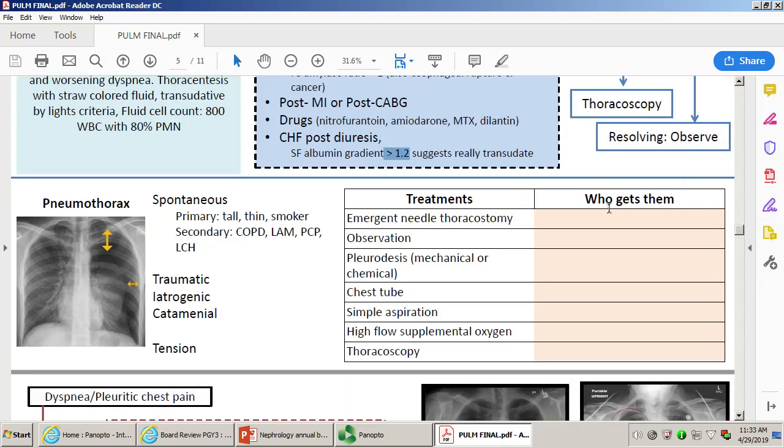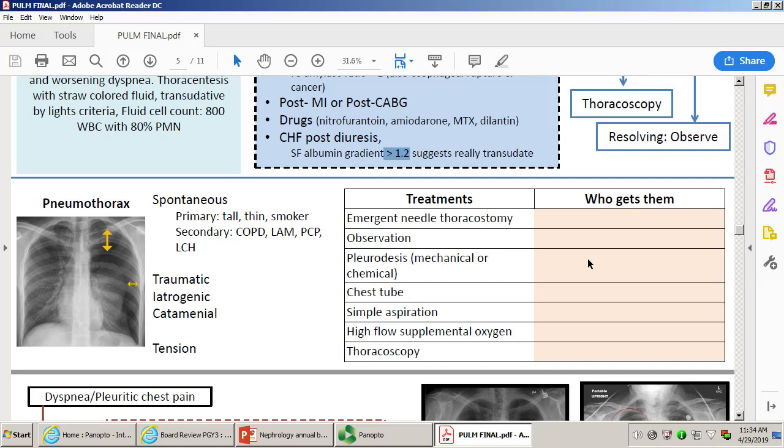So pneumothorax, we're just going to breeze through these and talk about the treatments over here to fill in on your sheet. So who gets an emergent needle thoracostomy? A tension pneumo. So these are all potentially different types of pneumos and how the treatment differs between them. Which pneumos can you just observe? How small? 10%. So less than 2 centimeters of air and asymptomatic, you observe. What do you do while you're observing? Oxygen. Who would you pleurodese?